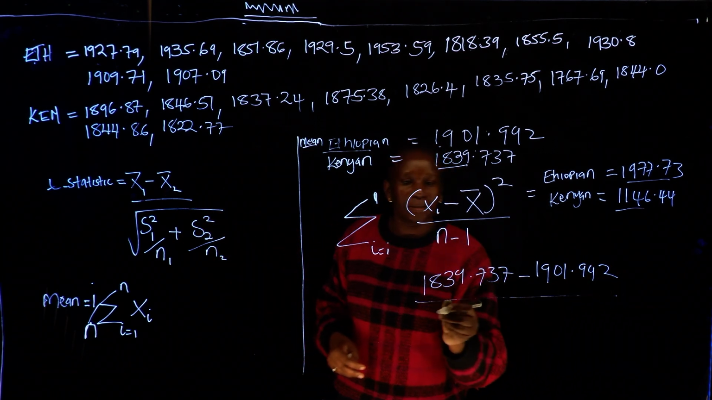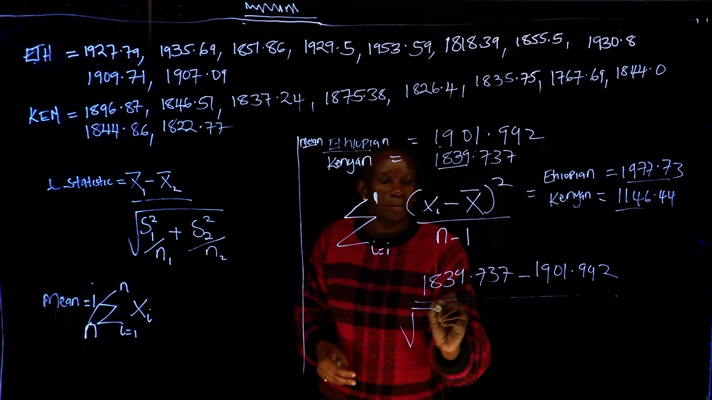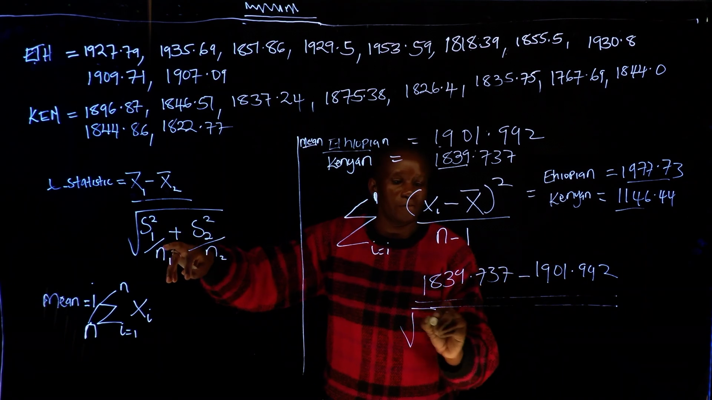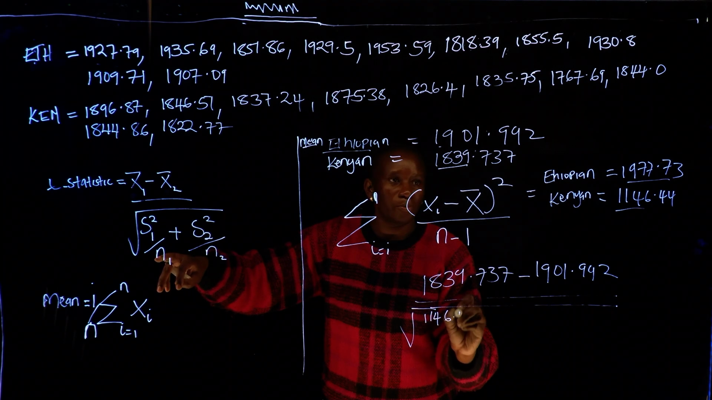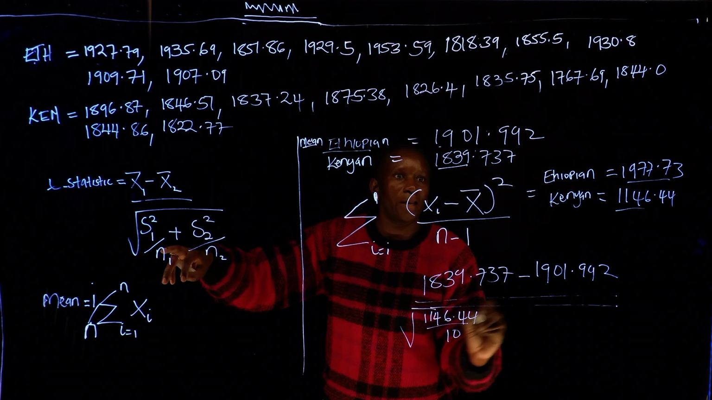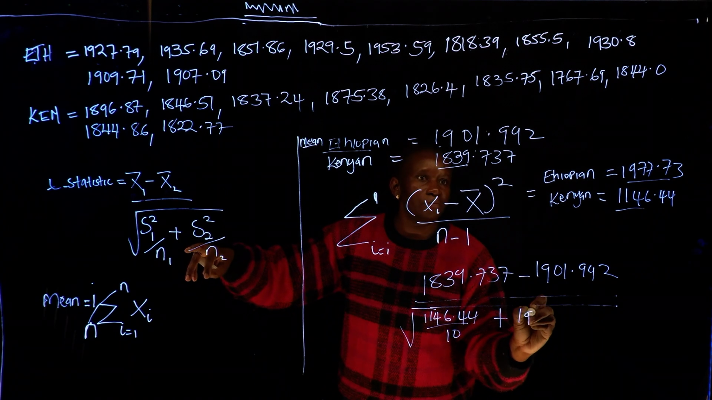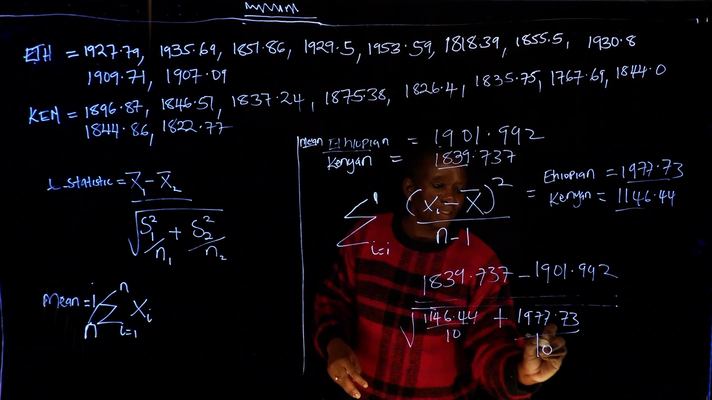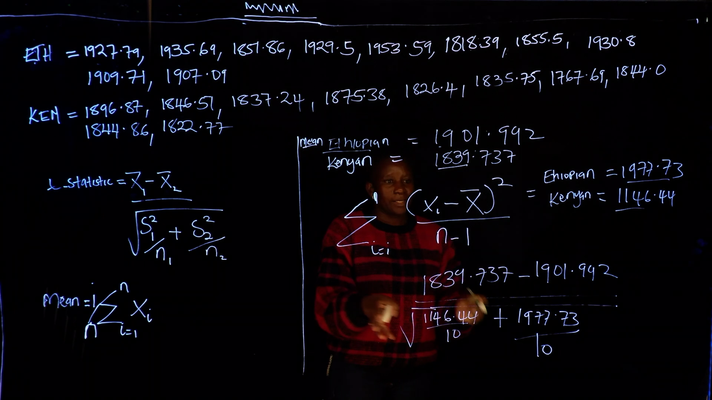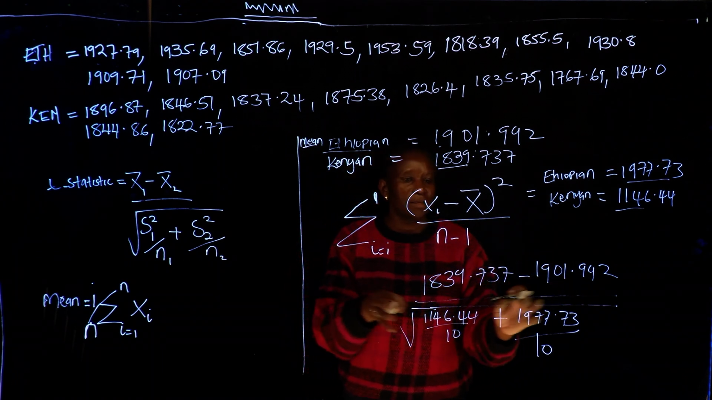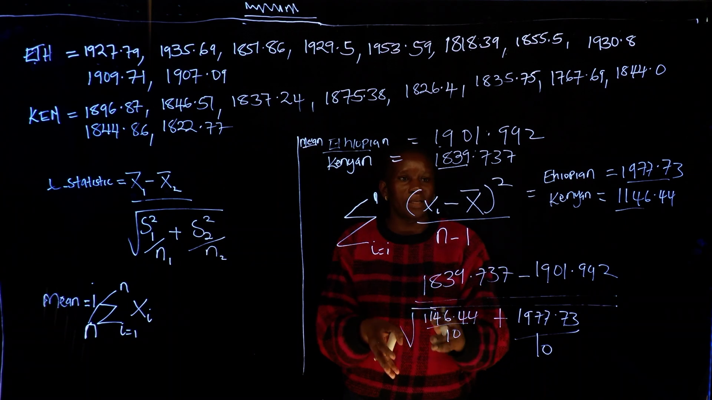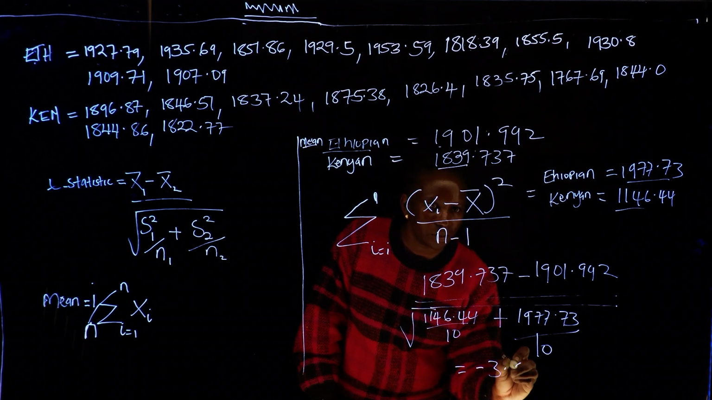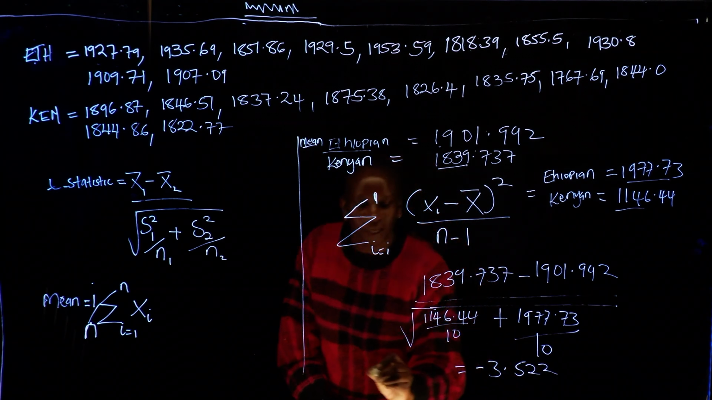Then we divide by the square root, so the square root of our first variance for the Kenyan values, which is 1146.44 divided by 10. And then we add that to the Ethiopian value, which is 977.73 divided by 10. So now, once you calculate all this, minus and then add these two parts of our formula and get the square root, then you will get a value of negative 3.522.